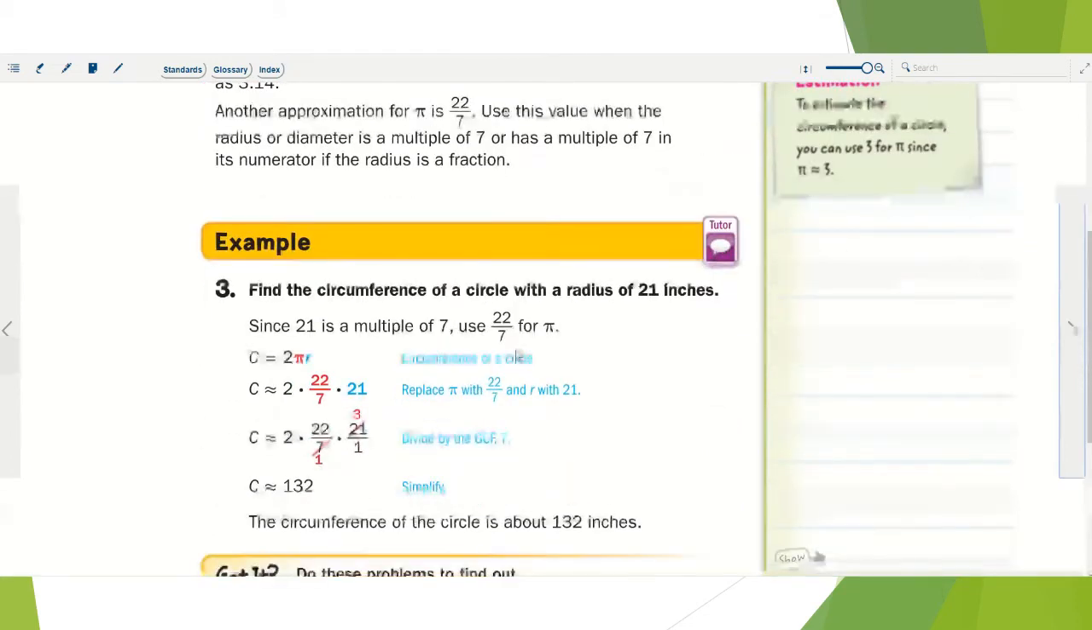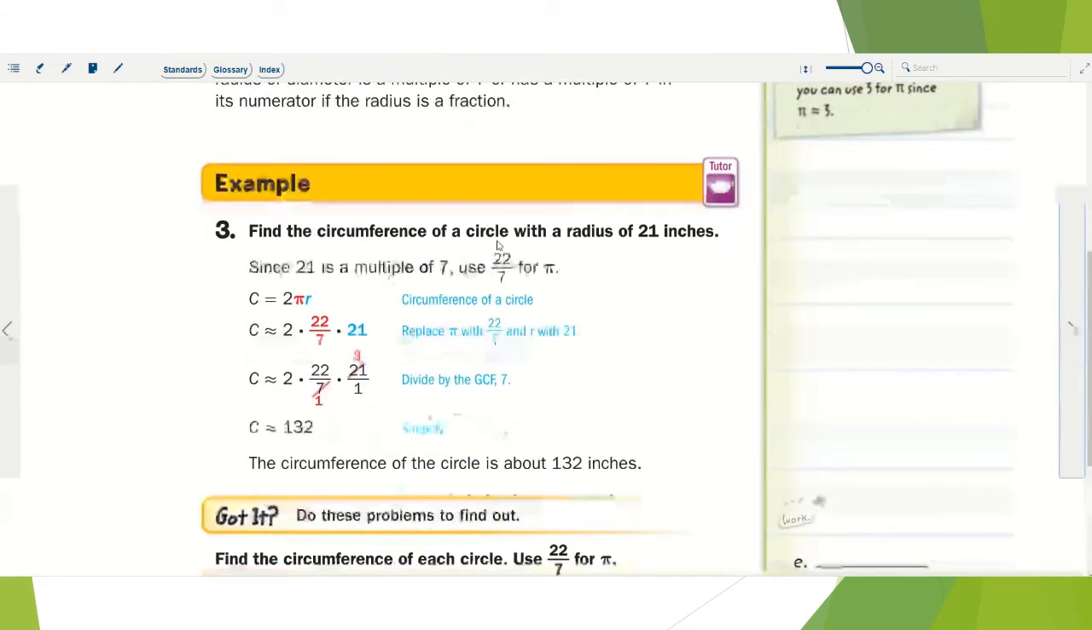So looking at example 3, they're asking you to find the circumference of a circle with a radius of 21. Generally speaking, you can think of circumference as being pi times diameter or 2 times pi times r. Because 21 is a multiple of 7, they're using 22 over 7 in this case. All right. You could also use 3.14. You could use your pi key. Again, if they tell you specifically to use one, you need to do that. Other than that, it's open.